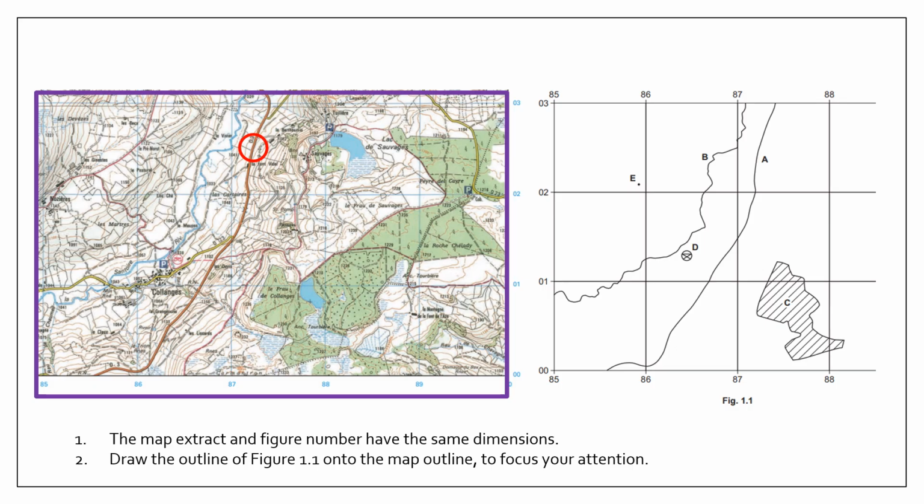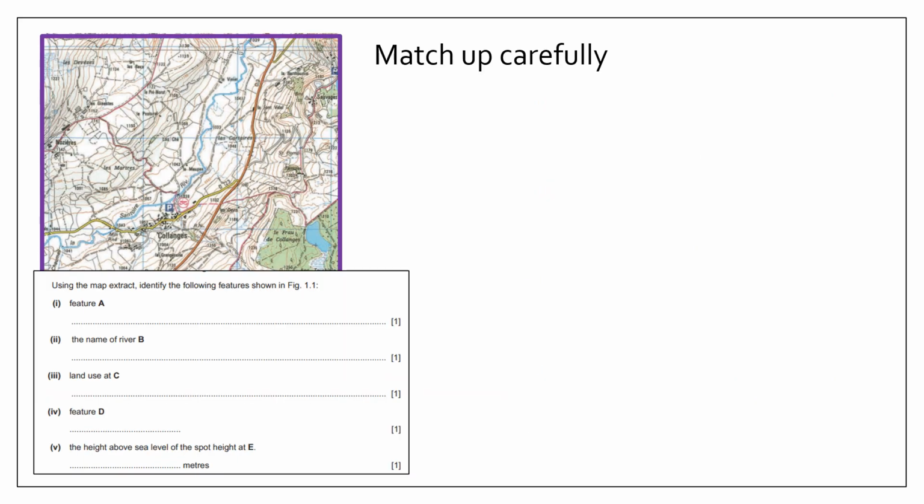So remember, figure 1.1 is a simplified version of the map extract. So I'm looking for the whole feature of A. We've got B, C, D, and E. So let's try and work out what these various features are. And again, you use the key, which can be found at the bottom of the map. Okay, so let's get answering these questions.